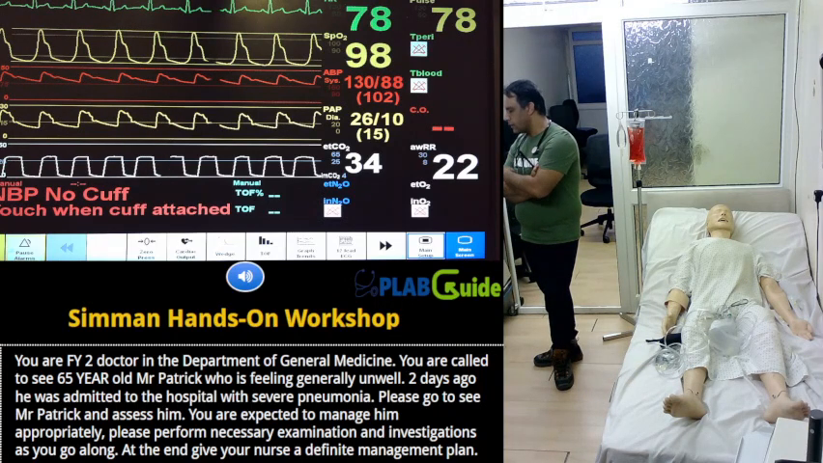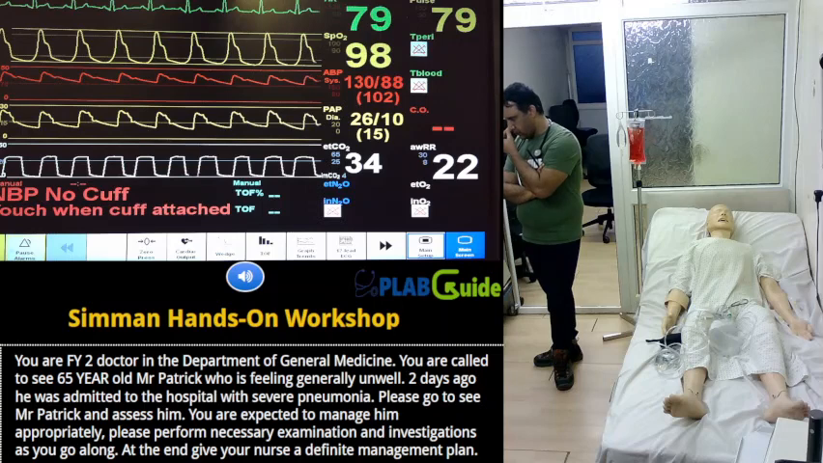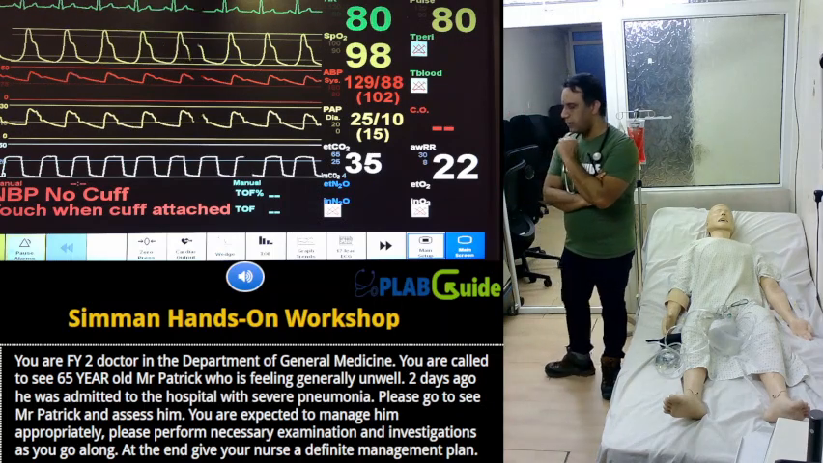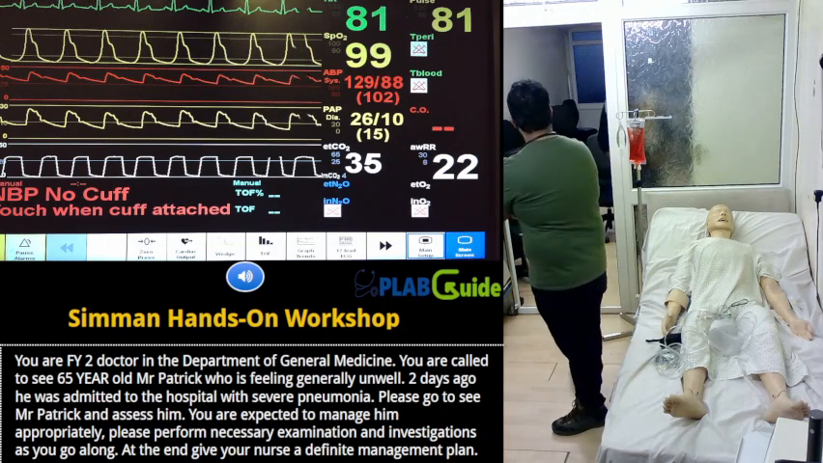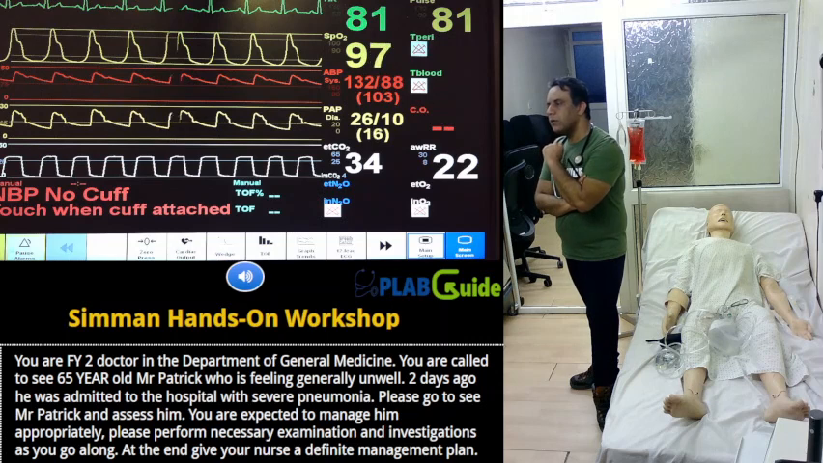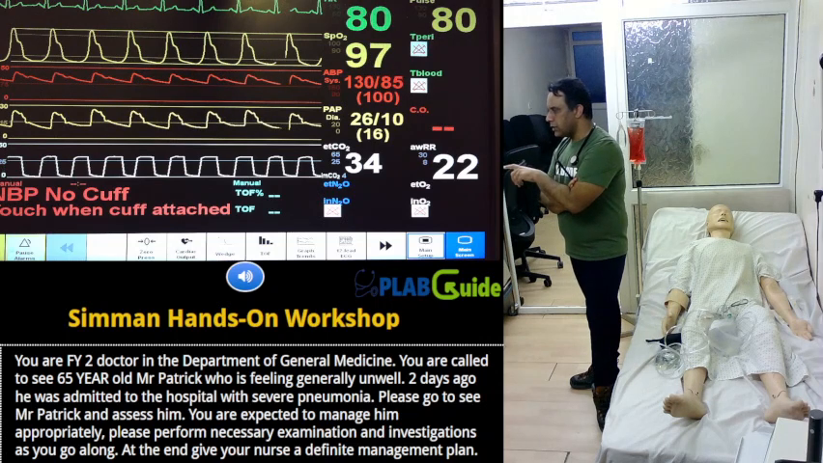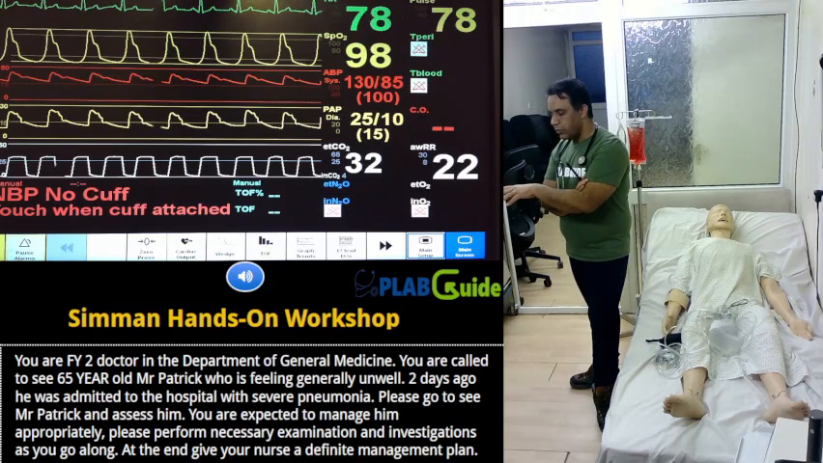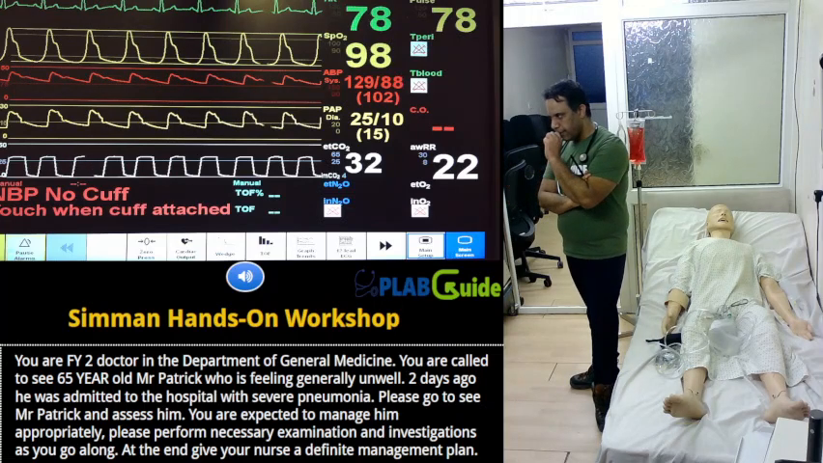No, I said first pulse, then sensation, then power. Pulse, sensation, and power. There is a Rutherford classification of acute limb ischemia. You can go and access it in your notes.